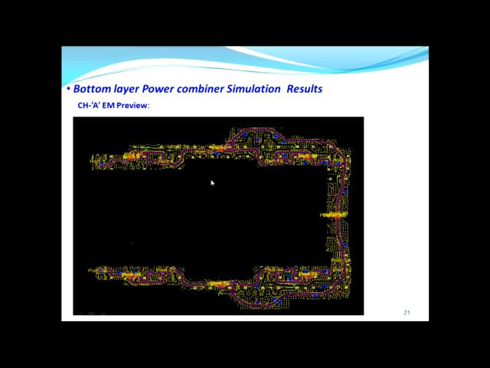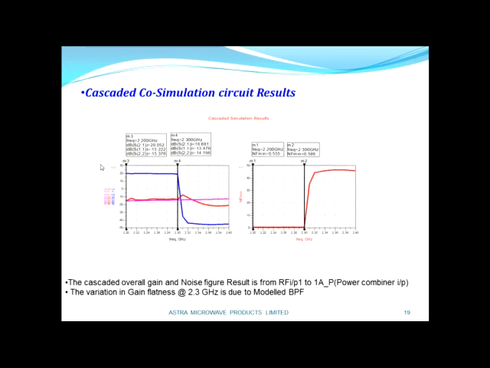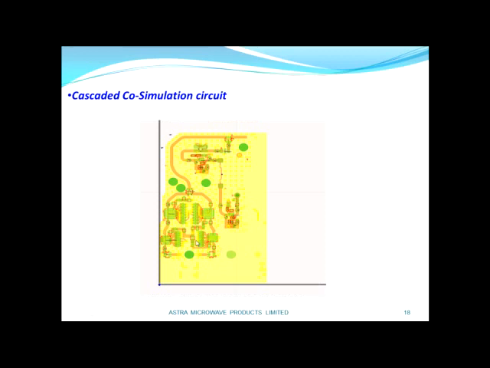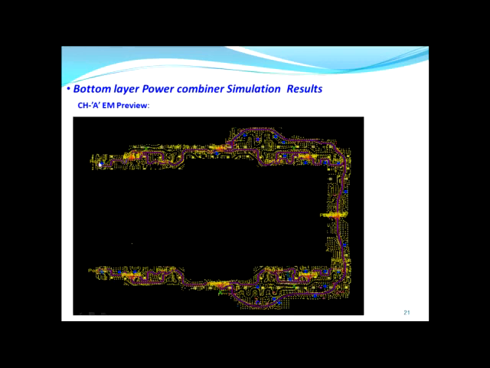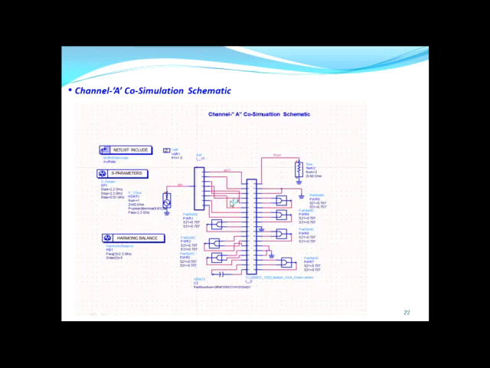Then using a cookie cutter, I divided the total bottom layer into channel A, channel B, channel C, channel D. Wherever the output port is, it will go from the top layer to the bottom layer. In the bottom layer I connected all the inputs. Then these are the power dividers, which act as a power combiner in the real scenario. Then I ran the simulation.